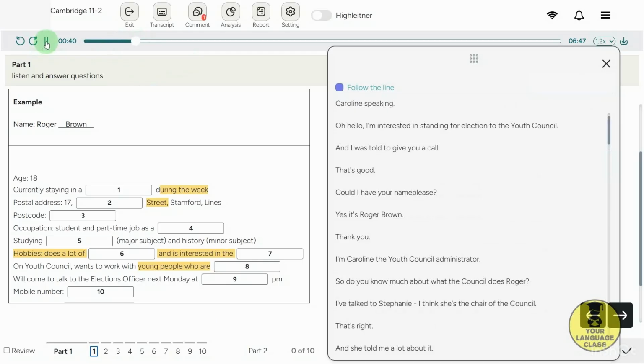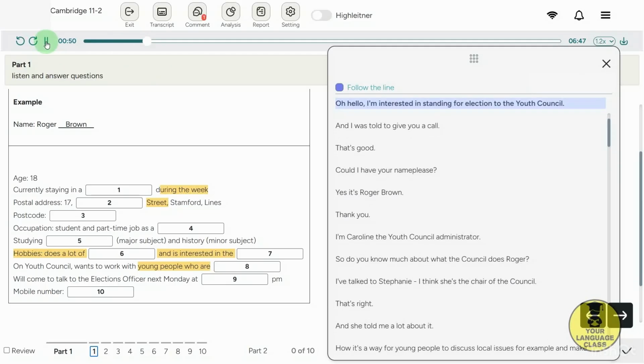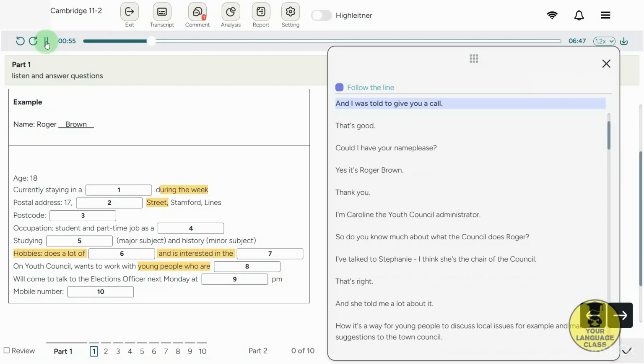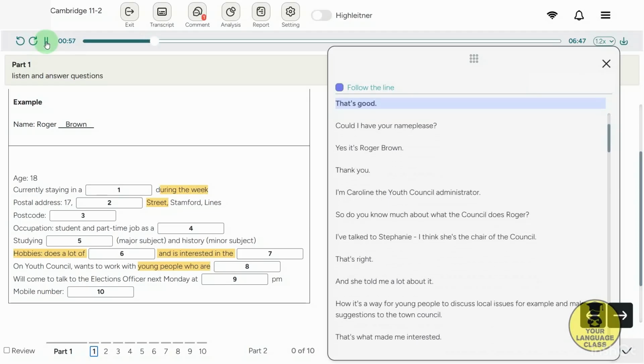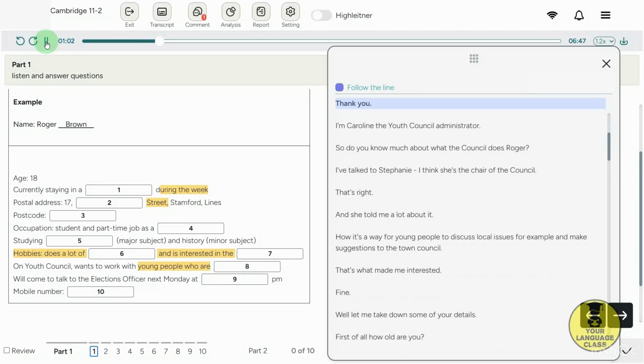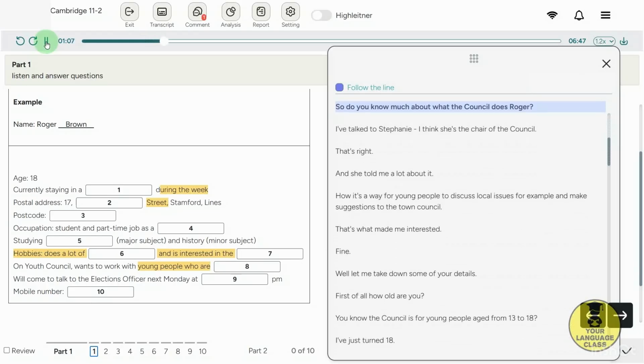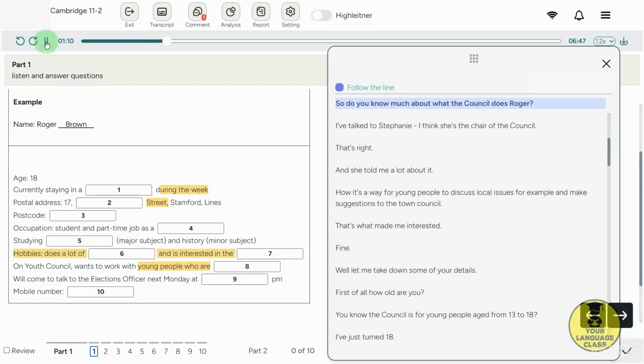Listen carefully and answer questions 1 to 5. Good morning, Youth Council. Caroline speaking. Oh, hello. I'm interested in standing for election to the Youth Council, and I was told to give you a call. That's good. Could I have your name, please? Yes, it's Roger Brown. Thank you. I'm Caroline, the Youth Council Administrator. So, do you know much about what the council does, Roger?